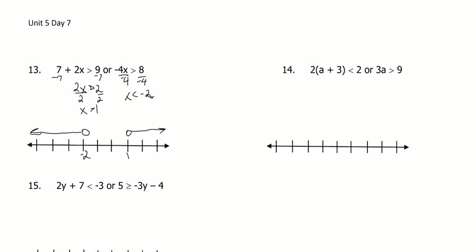Number 14. This is going to be one of our multi-step inequalities. So we're going to go 2a plus 6 less than 2. We subtract the 6 from both sides, and that's going to be 2a less than -4. We divide each side by 2, and that's a less than -2.